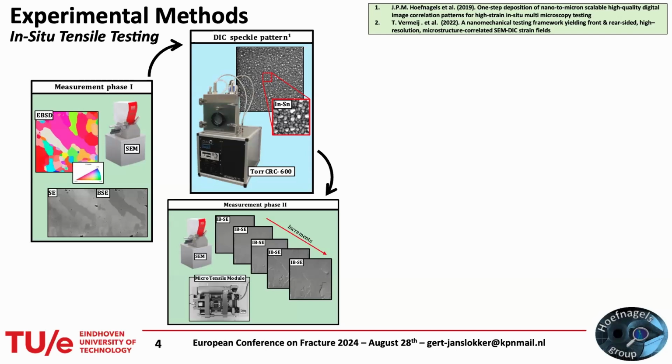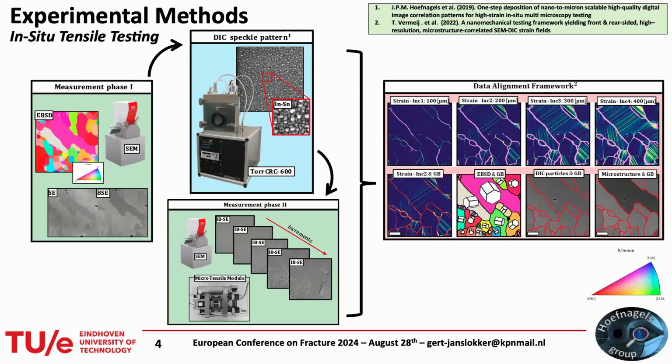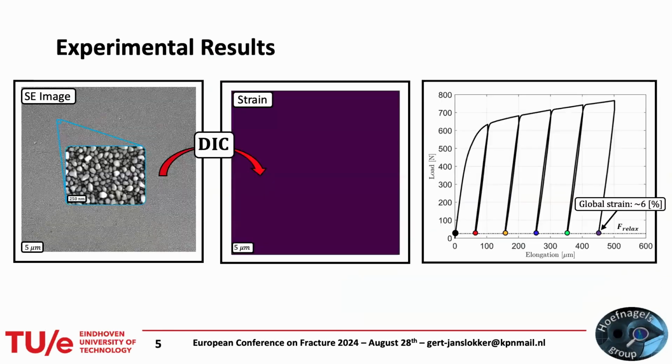And well, you can now follow the different particles, getting your displacement field out by DIC, and then based on this displacement field, you can actually determine your strain field. And what we then do, we align the different data sets so that we have the required information on every pixel, and then we can continue to the analysis. To put it somewhat more visually, I have here the SAM images with the indium tin particles on top of it, and then by DIC we get the strain field. This is actually my loading cycles I use, up to a global strain of around 6%.